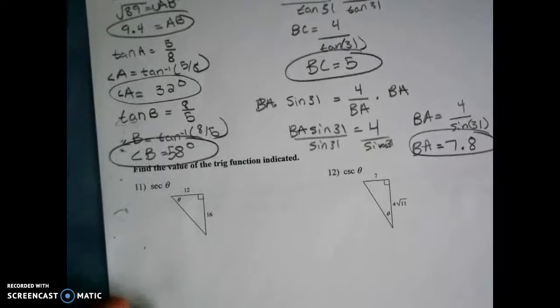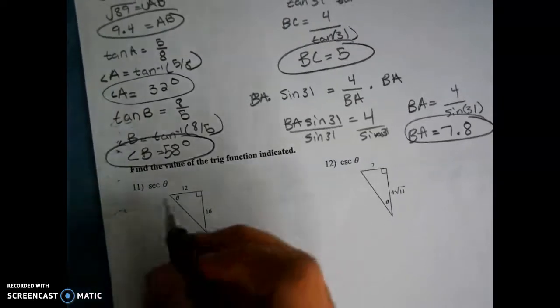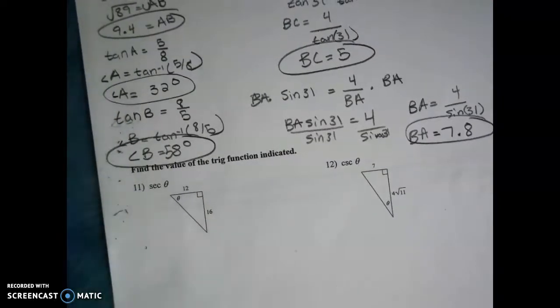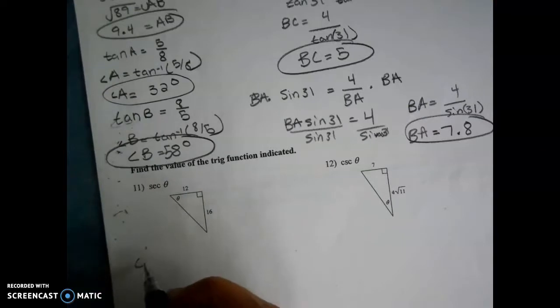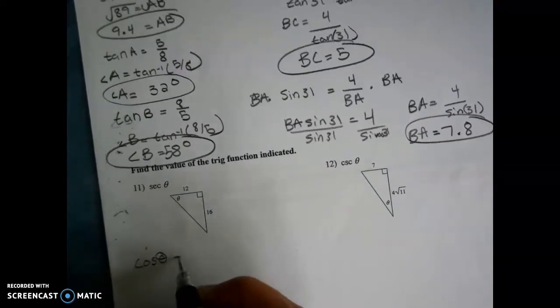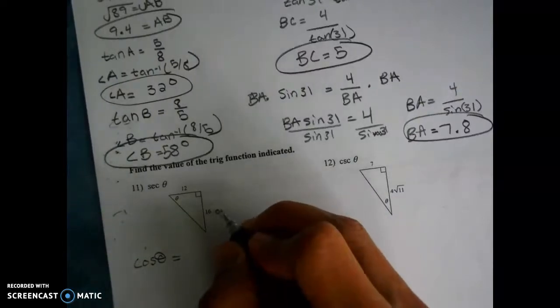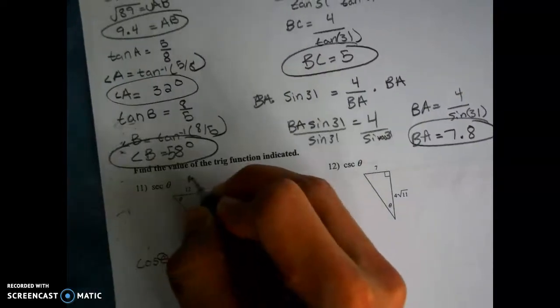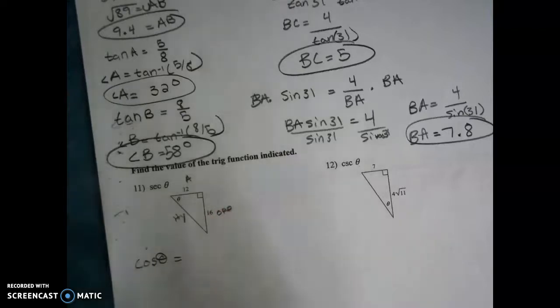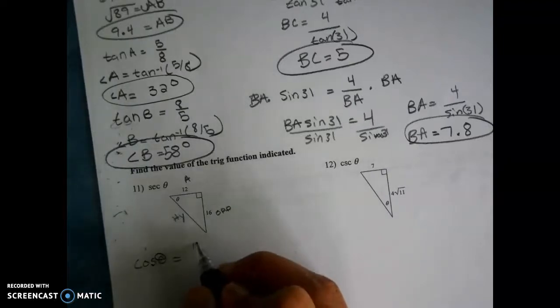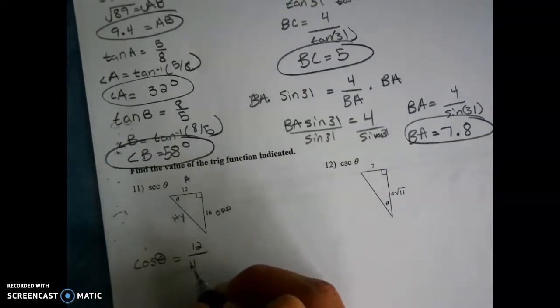Okay, number 11, we want to find the secant of theta, and we're given this triangle. Let's remember that secant is just the reciprocal of cosine. So let's find the cosine first, and then we'll just flip it at the end. So here's our theta, so this is opposite. This is our adjacent, and here's our hypotenuse. Remember, cosine is adjacent over hypotenuse, so we have 12 over our hypotenuse.